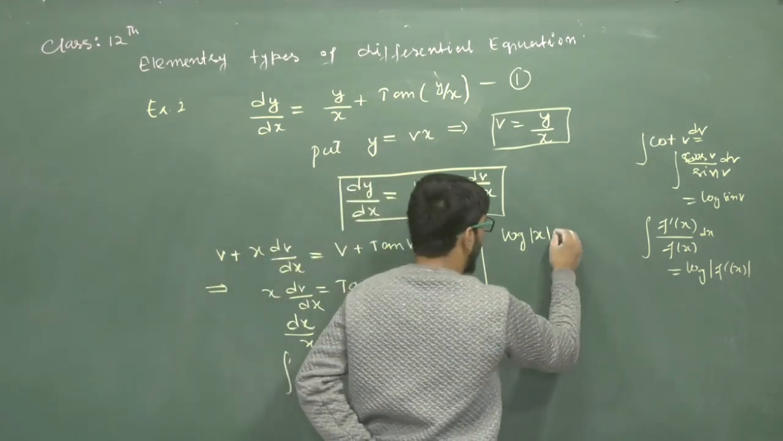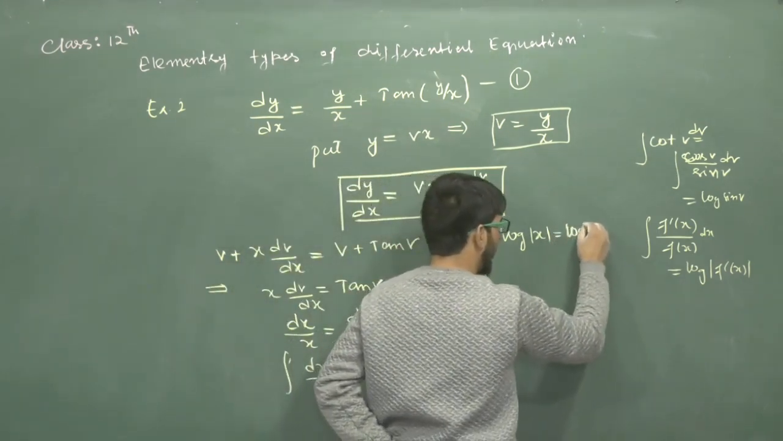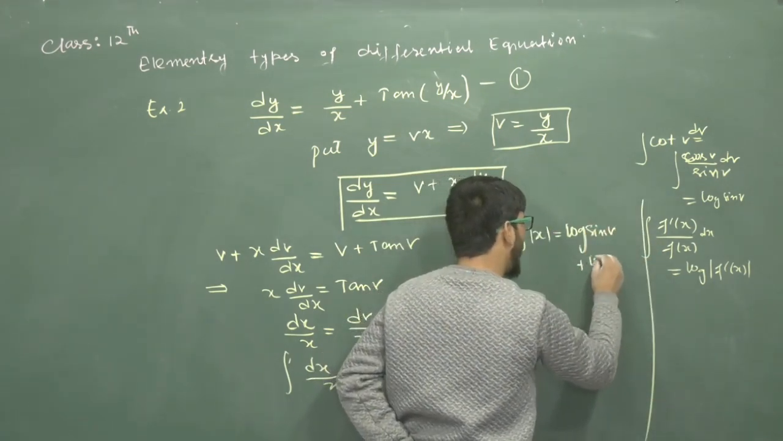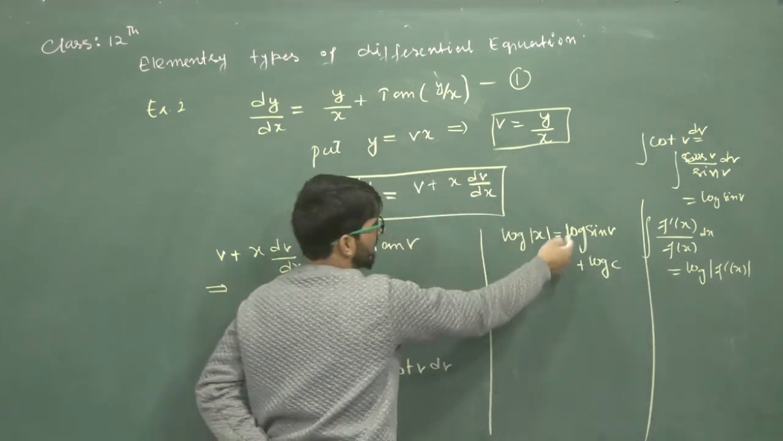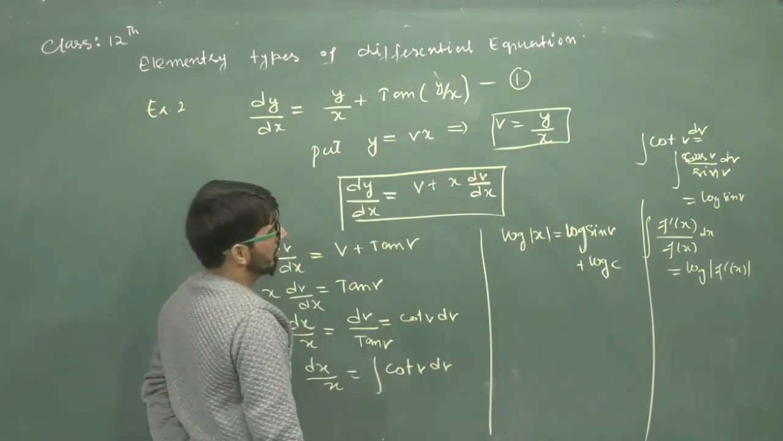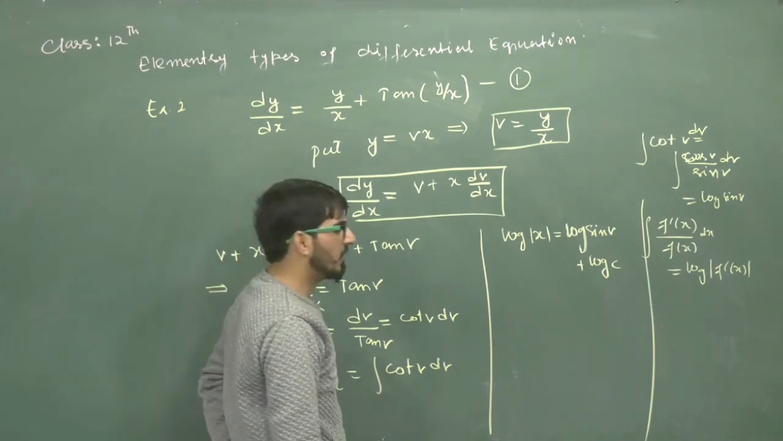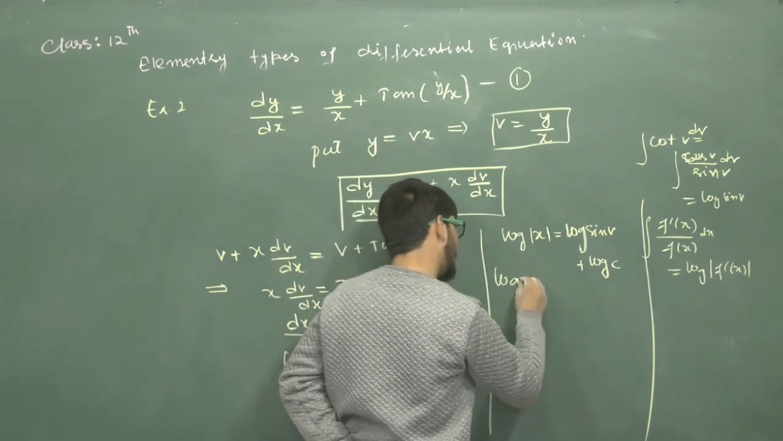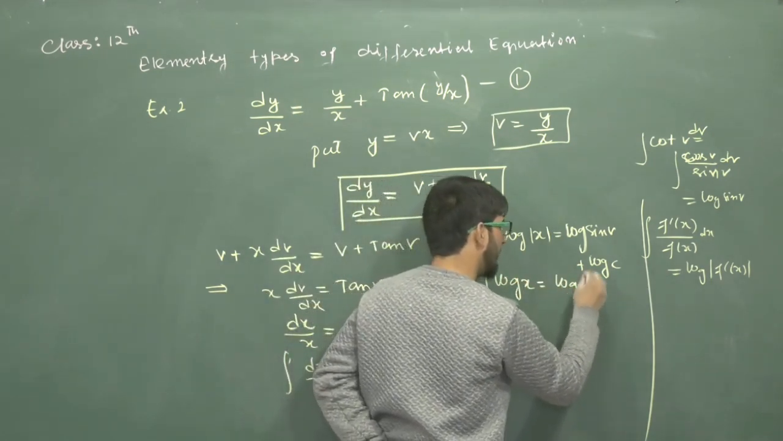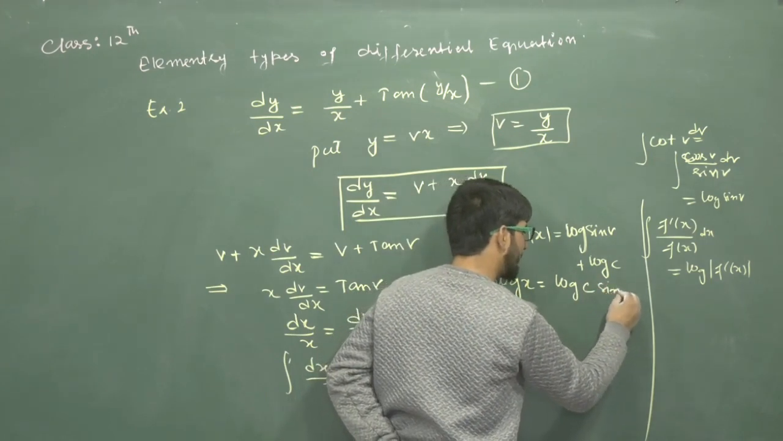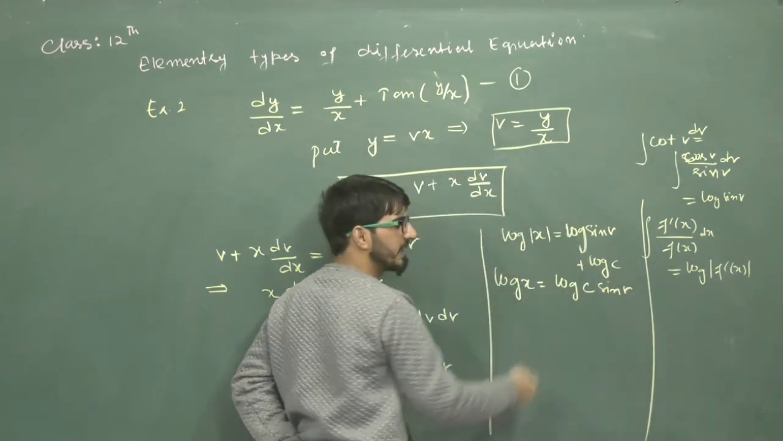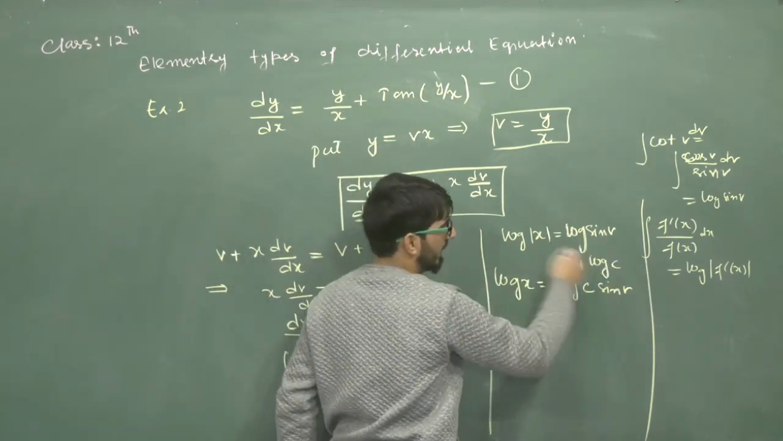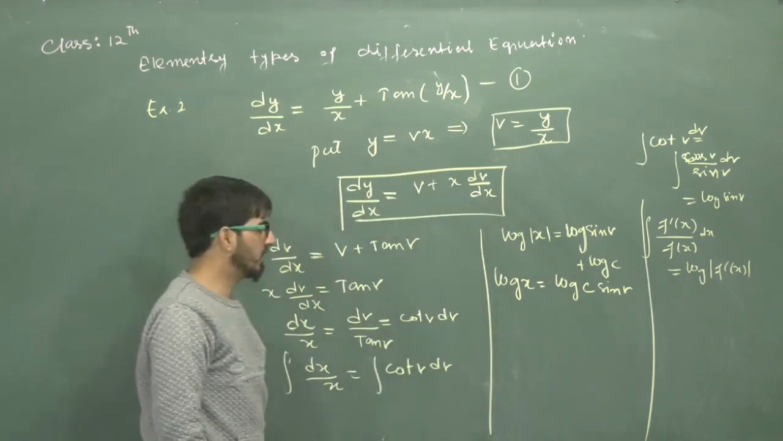So this is equal to log of sin v plus log c, because the function contains log, so it is better to take the integral constant in terms of log, that is log c. So log x is equal to log of c times sin v. Why? Because log m plus log n is log mn.